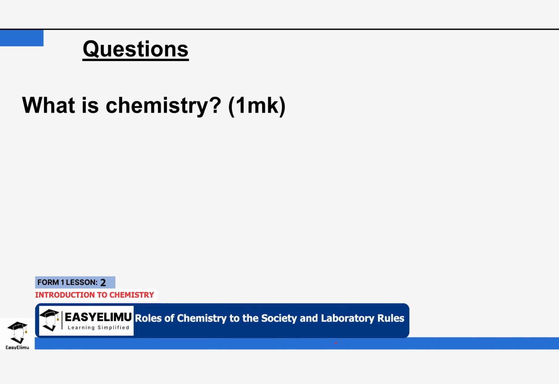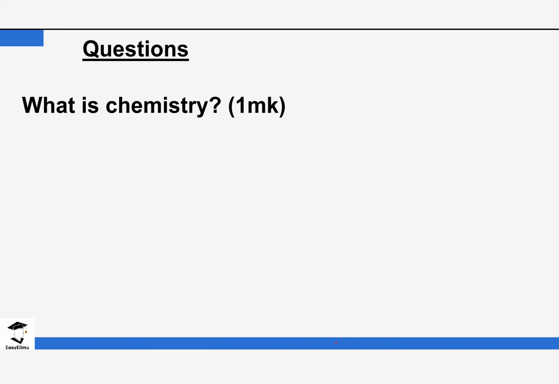So next we're going to look at some questions in regards to what we have discussed. So we'll start with the first question. What is chemistry? We said chemistry is the study of matter. And what specifically about matter? We are studying the composition, properties and changes that matter undergoes. That is what we study in chemistry.